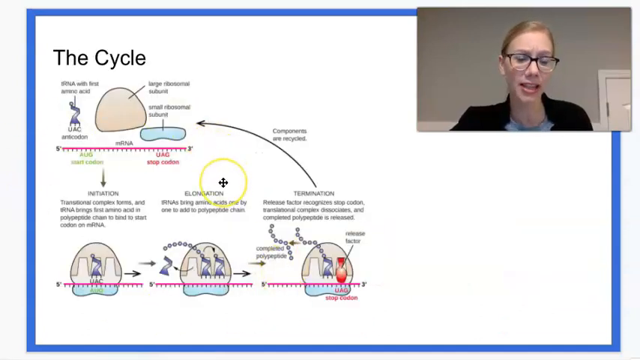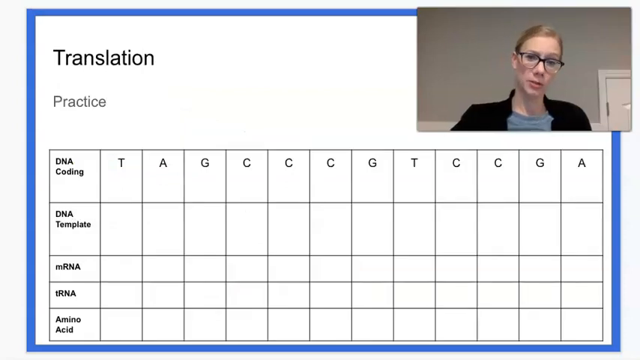This is a good image, I think, to look at. Kind of gives you stop codon, start codon. Here's your initiation, elongation, termination, and then how it kind of goes back to that. Good chance for you to go ahead and explain that to yourself. What else should you be able to do?